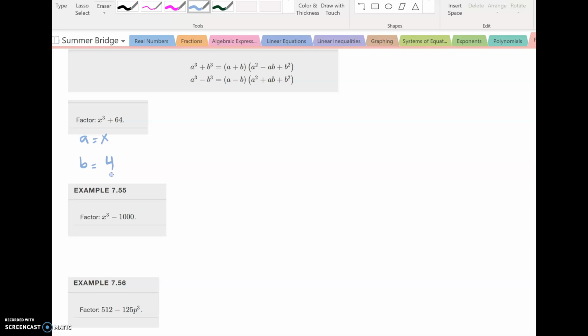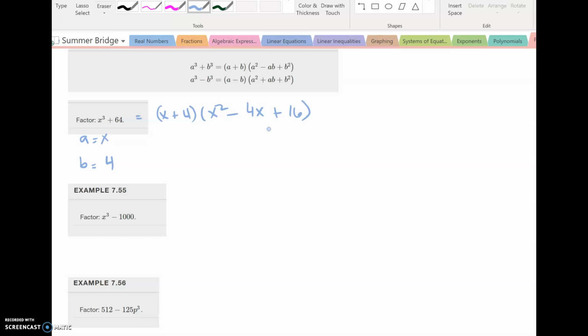Okay, so now let's put it into our equations. So I'm going to have A plus B, so X plus 4, and then we're going to have A squared, so X squared, minus AB, so 4X, and then plus 4 squared, which is 16. Okay? So that would be that answer.